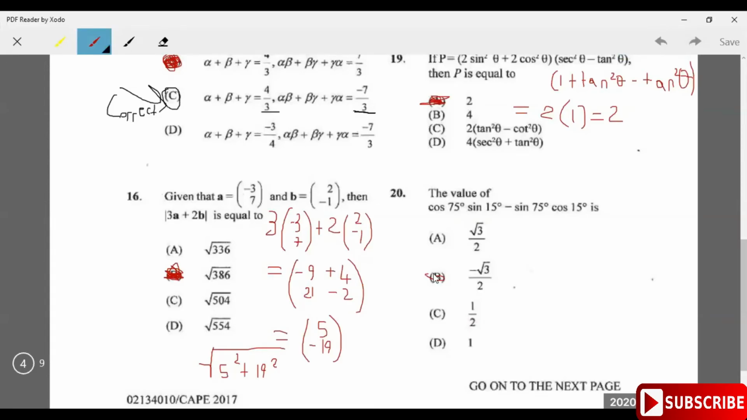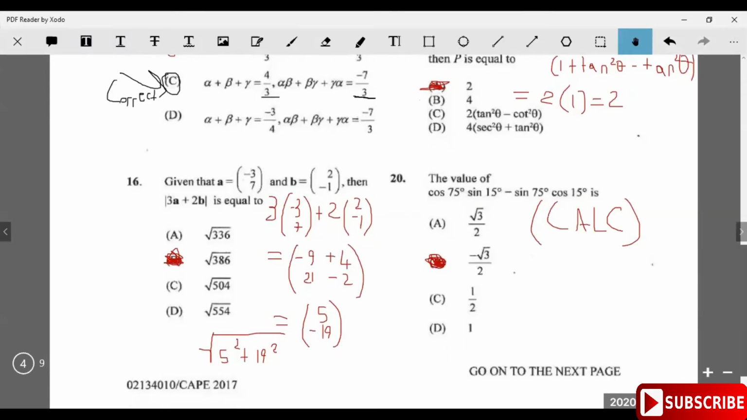You just put this in a calculator. You don't need to do anything else. Easy. Don't work it out. That's a waste of your time. Let's put it in a calculator. Easy.